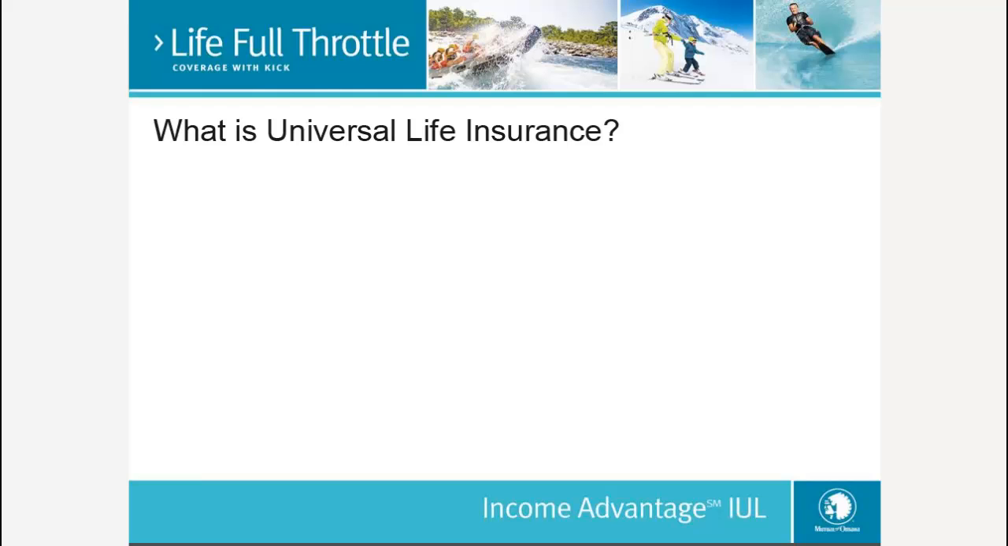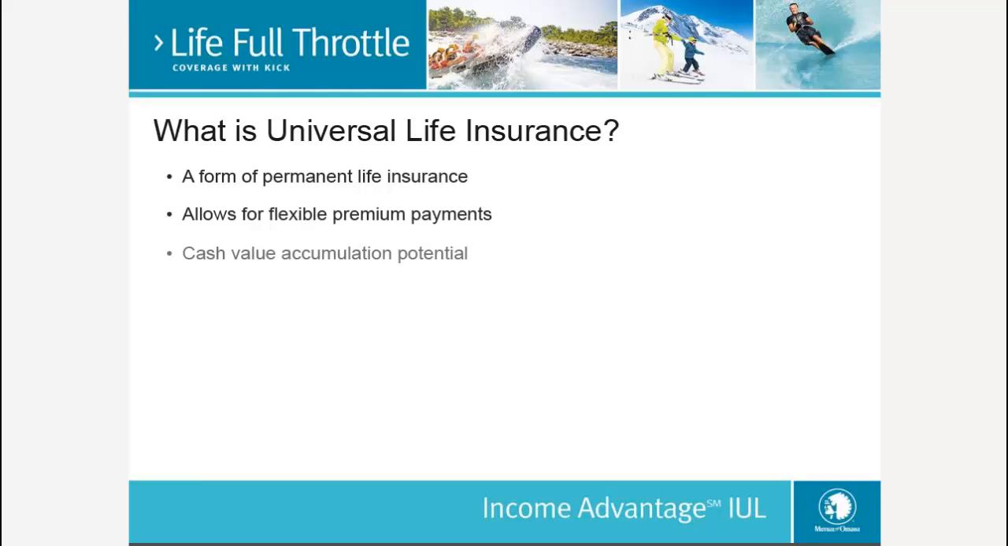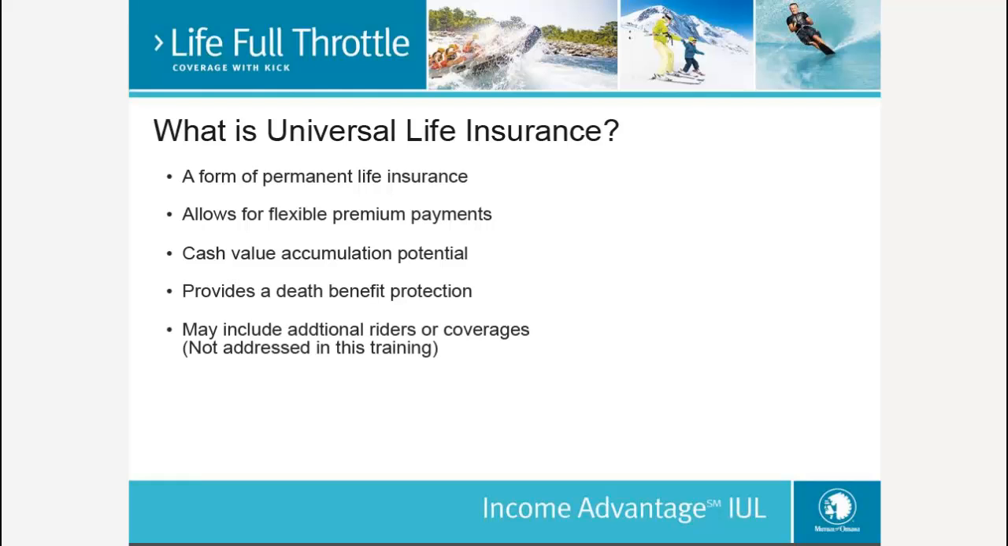Universal life insurance is a form of permanent life insurance coverage that allows for flexible premium payments. It can provide cash value accumulation potential or a guaranteed death benefit and may include additional riders or coverages.